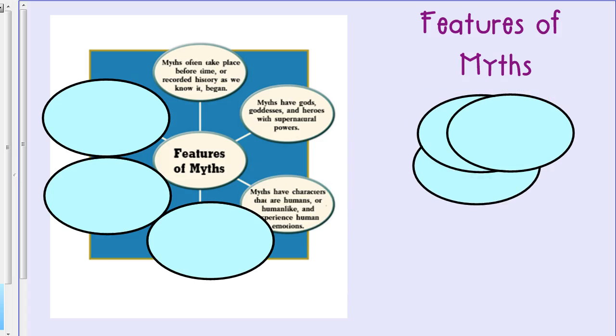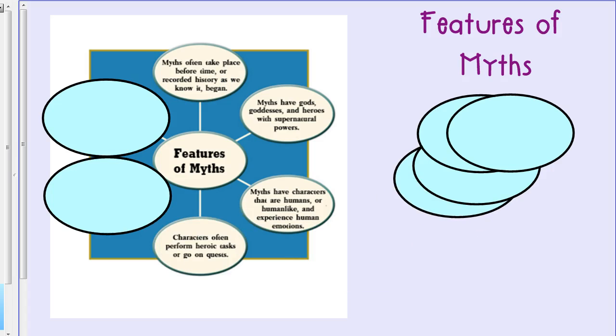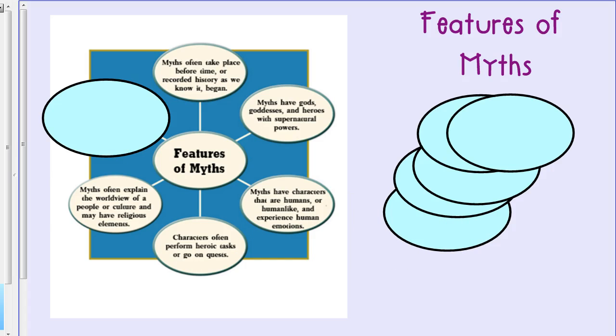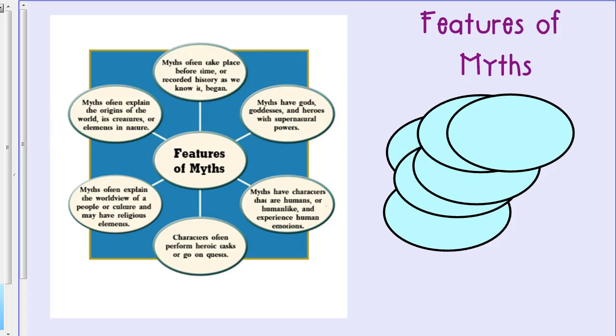Myths have characters that are humans or human-like and experience human emotions so that we can connect to them. Characters often perform heroic tasks or go on quests. Myths often explain the worldview of people or a culture and may have religious elements. And lastly, myths often explain the origins of the world, its creatures, or elements in nature.